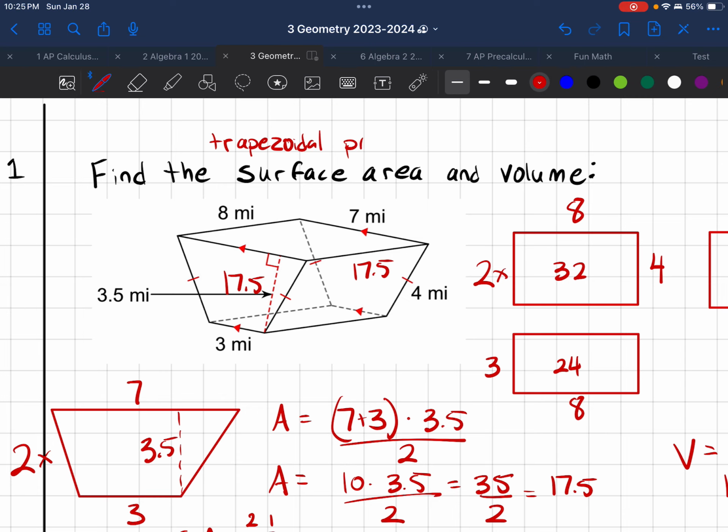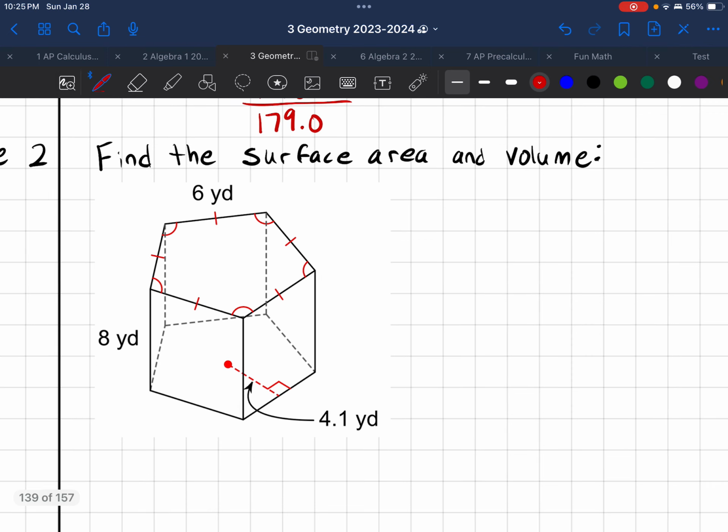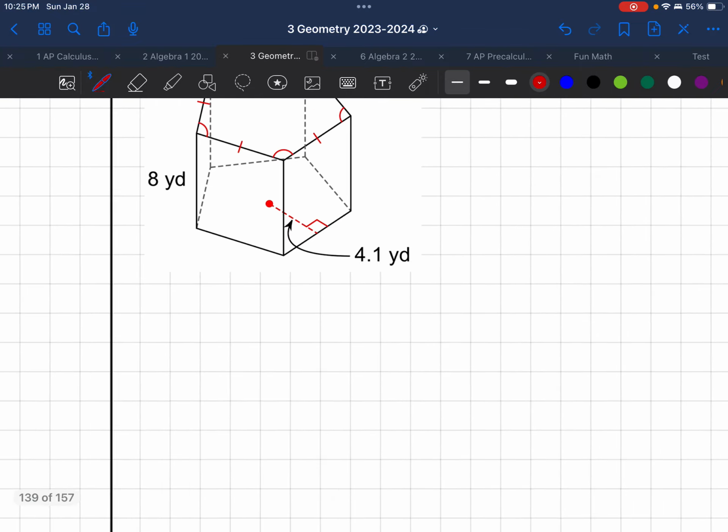Trapezoidal prism. You should know how to name each of these. And this one down here is a hexagonal prism. So, hexagonal prism. All right, so let's go ahead and dissect this thing.